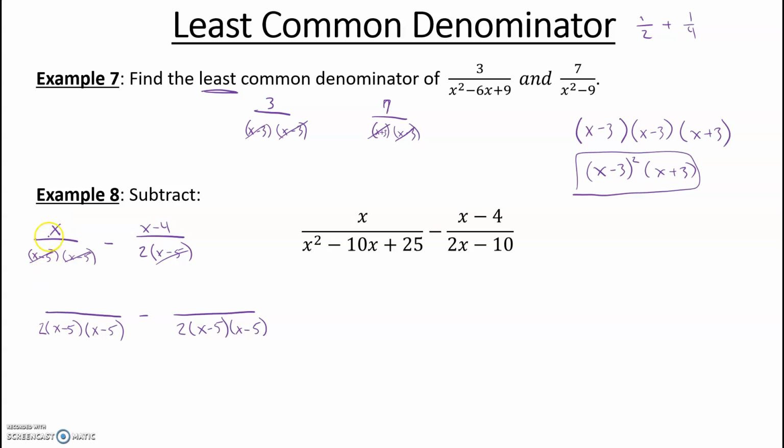So let's see what was missing. Here we had x minus 5, x minus 5. We just need the 2. So we're going to multiply top and bottom by 2. So we got 2 times x is 2x. All right, that one wasn't bad.